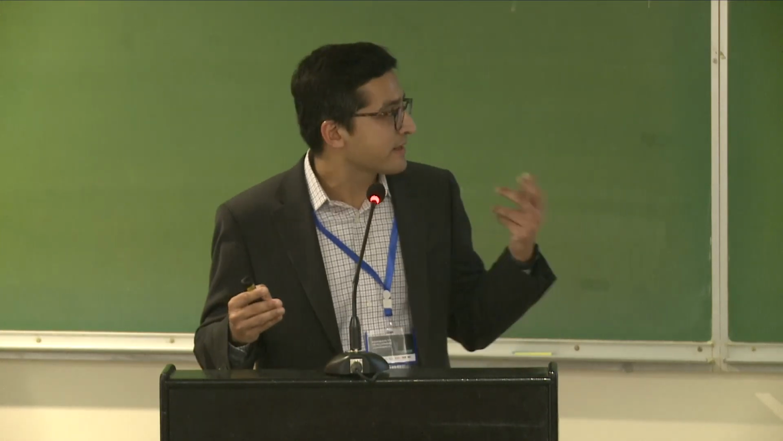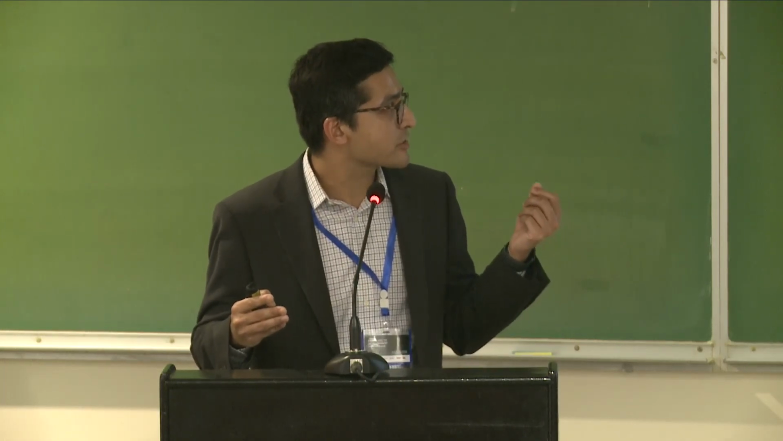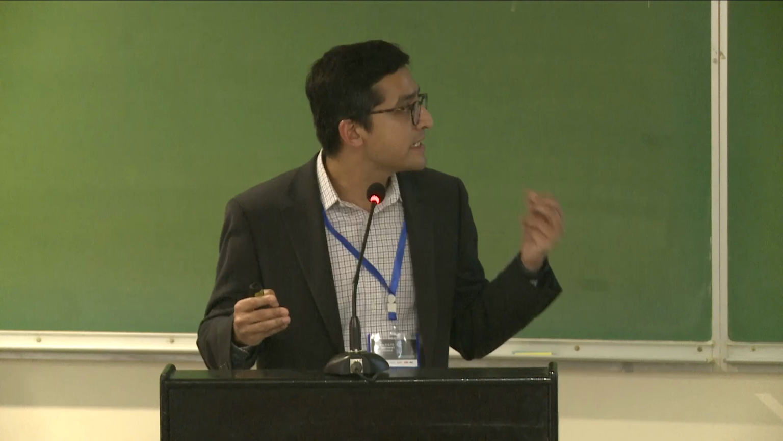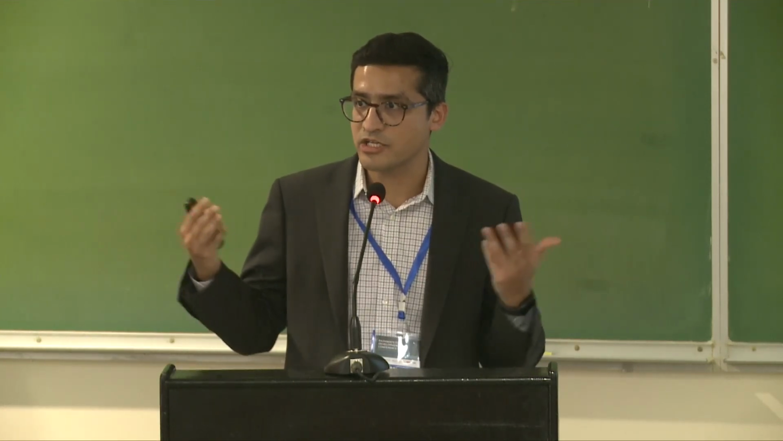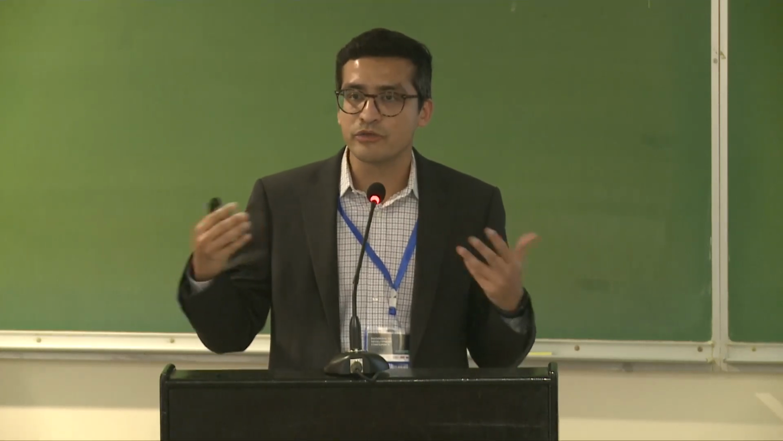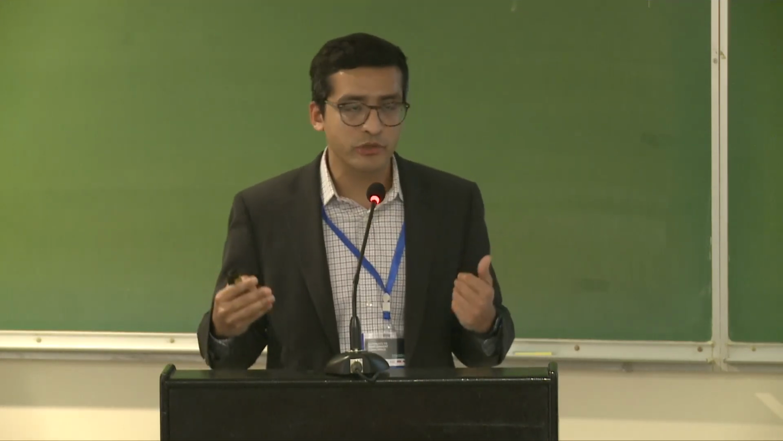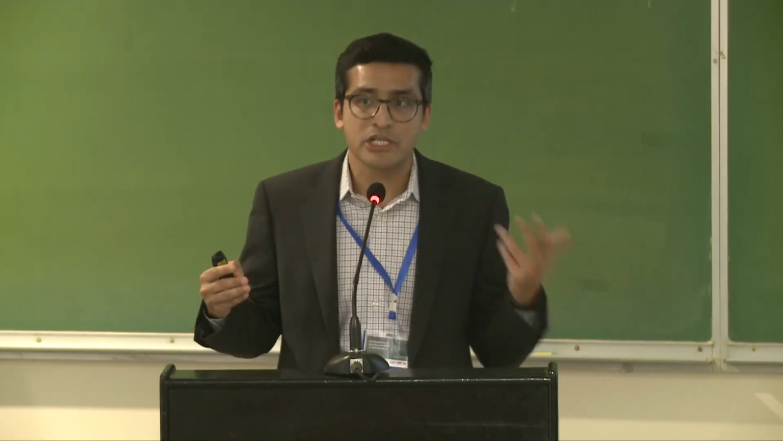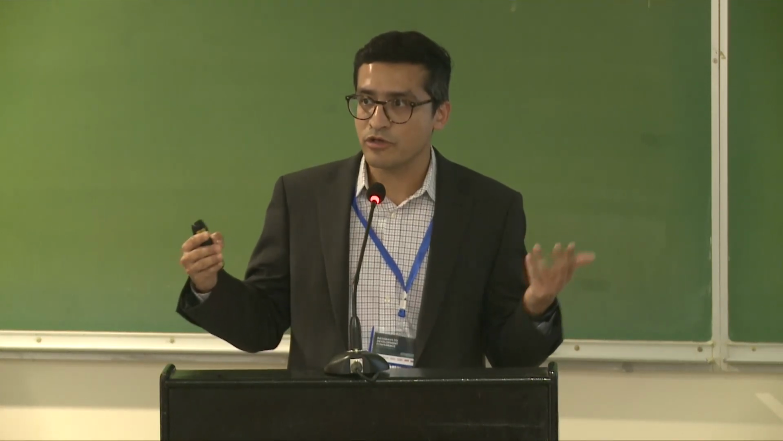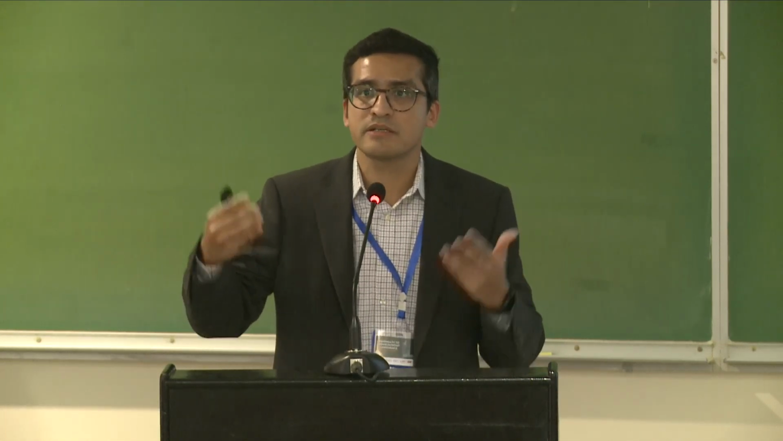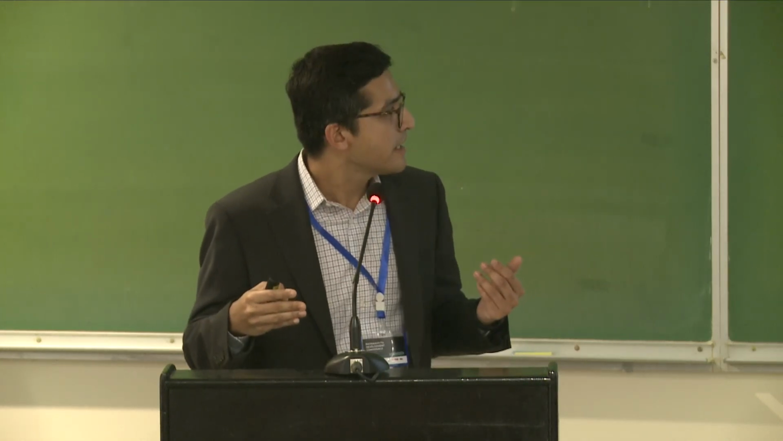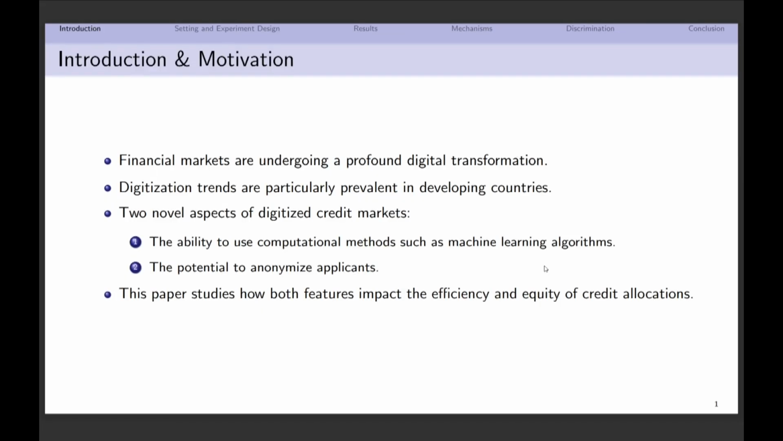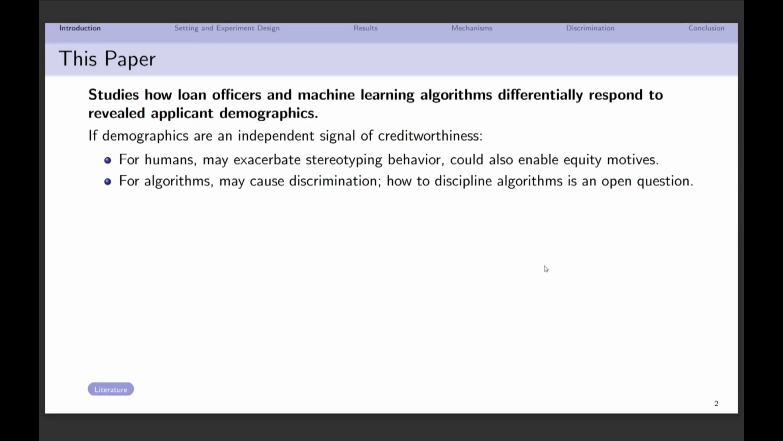There are many more, but I think there are two interesting novel aspects of digitized credit markets. The first one is the ability to use computational methods such as machine learning algorithms to evaluate financial transactions, which of course, if you're doing something with pen and paper, you can't do. And then the second is the potential to anonymize applicants. So of course, as opposed to applying for a loan in person, if I apply for it digitally, on the back end, someone can anonymize those identities. So this paper studies how both of these features impact the efficiency and, quite as importantly, the equity of credit allocations.